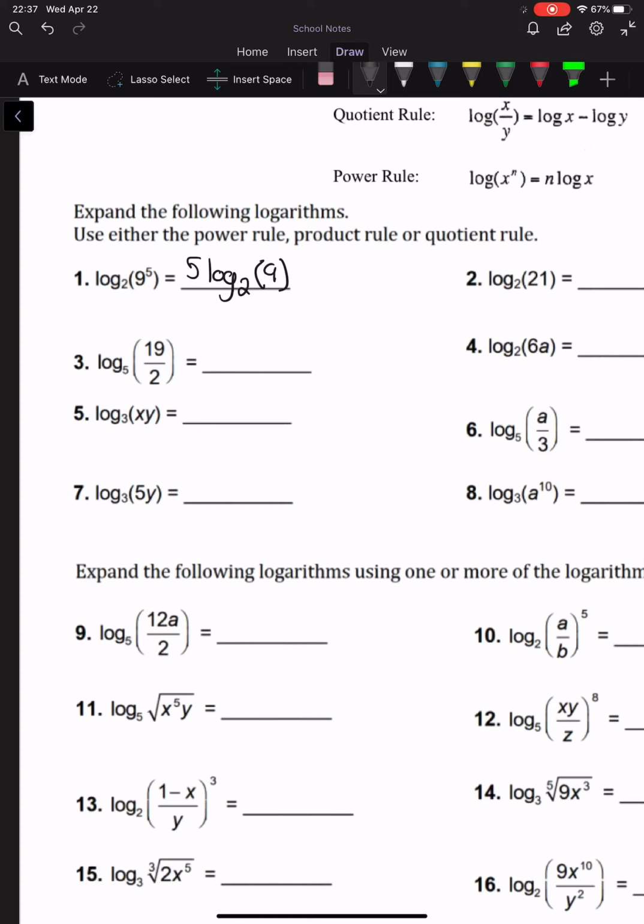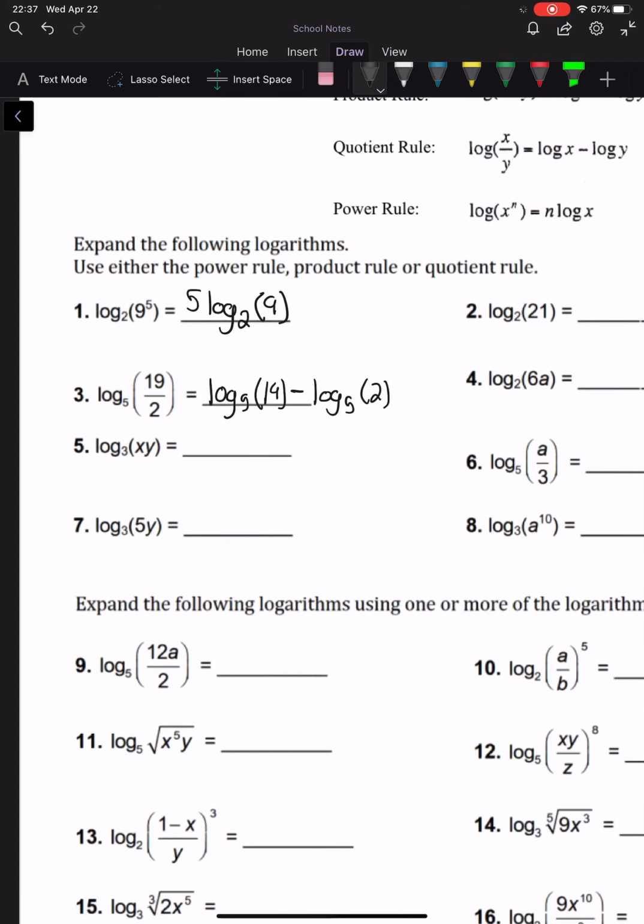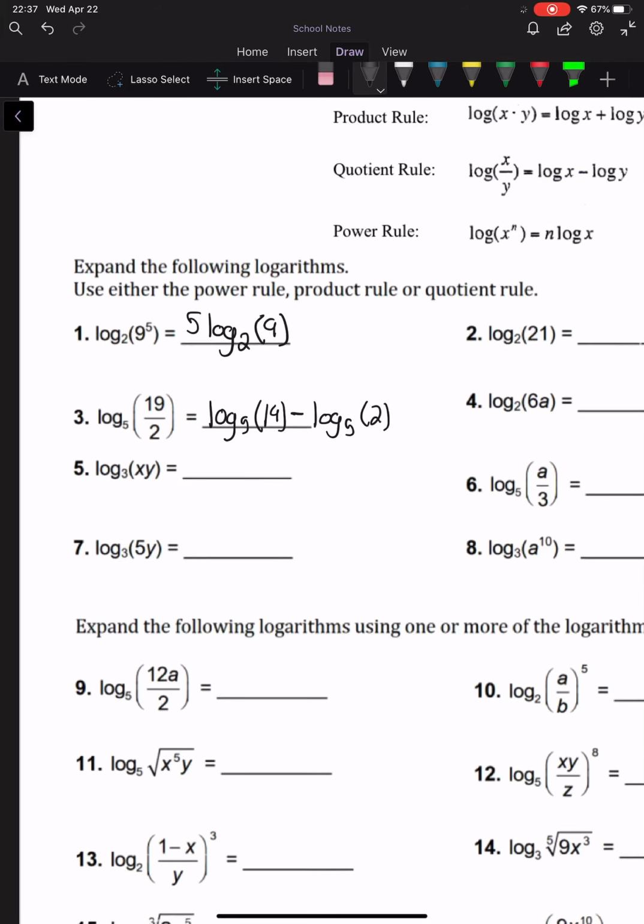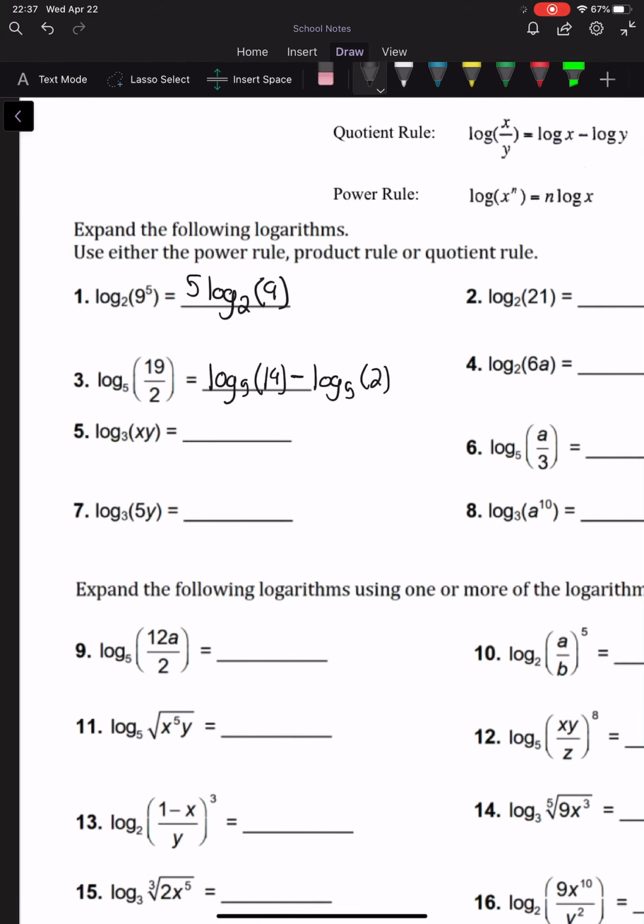So when we expand this, we're going to have log base 5 again of 19 minus, because that's what we do for the quotient rule, log base 5 of 2. Question number 5, we're going to be doing the product rule, so now we're going to be adding them together. So we'll have log base 3 of x plus log base 3 of y.